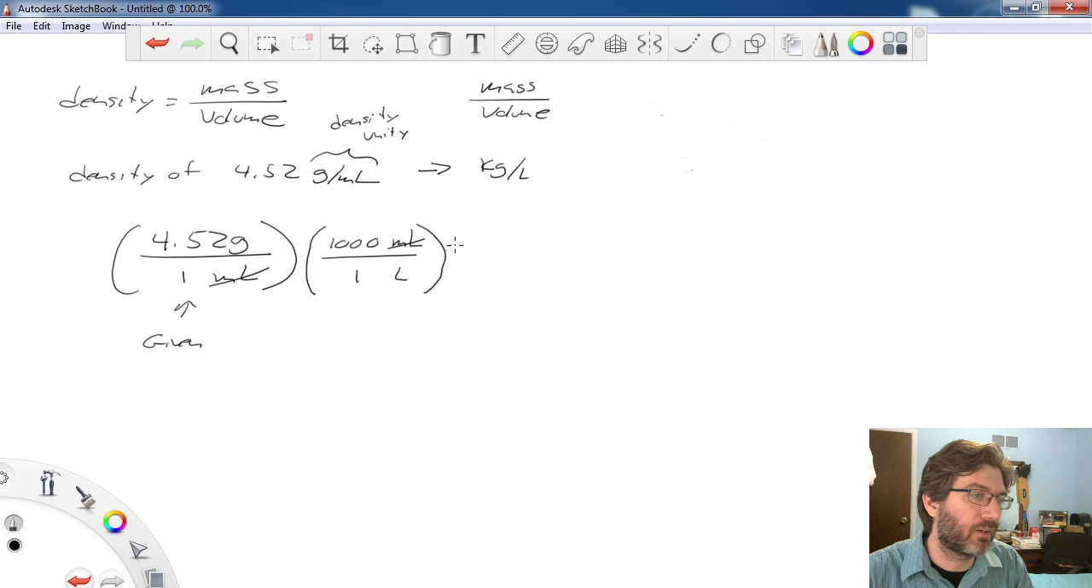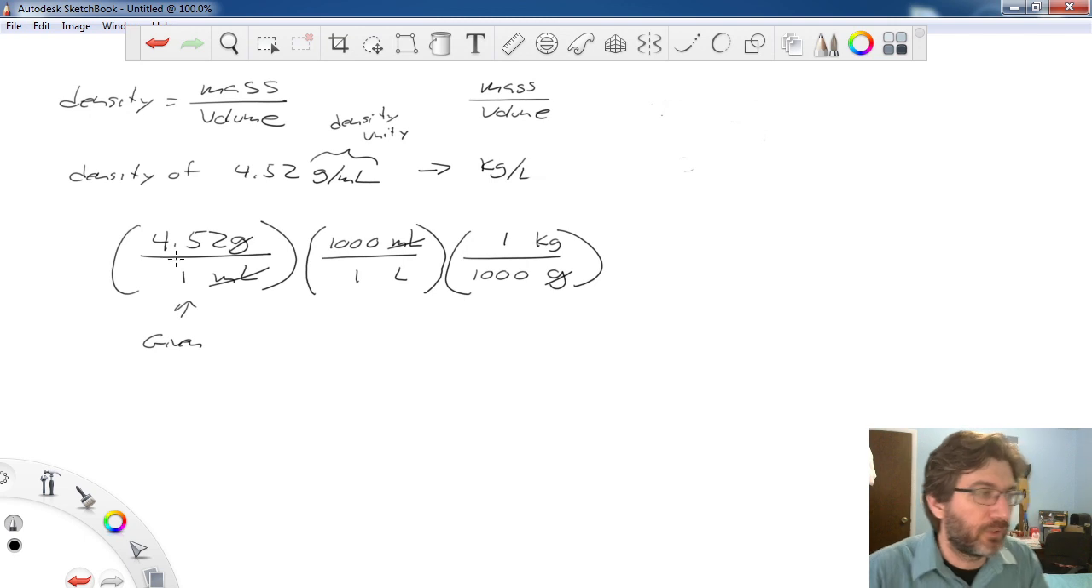So then I'm going to tack on another conversion ratio. And in this one, I need grams to cancel. If grams is on top, I need grams to go on the bottom in order to cancel. And do you know a relationship between grams and kilograms? I believe your book does give you that there's 1,000 grams in 1 kilogram. So in this case, grams are going to cancel.